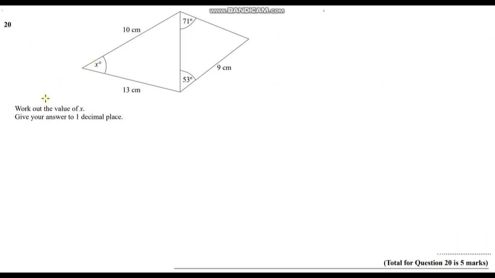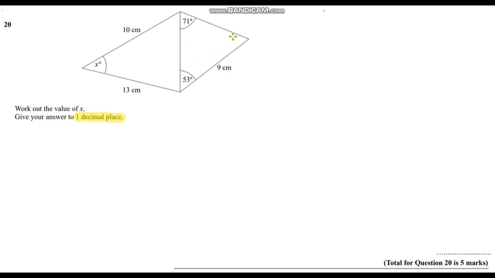Question number 20. Work out the value of x. Give your answer to 1 decimal place. Right. And this is worth 5 marks again, so there's a lot to do in this, and it looks like we're going to have to use a bit of trigonometry. So just looking at this triangle here, I've been given 2 of the angles and 1 of the side lengths.